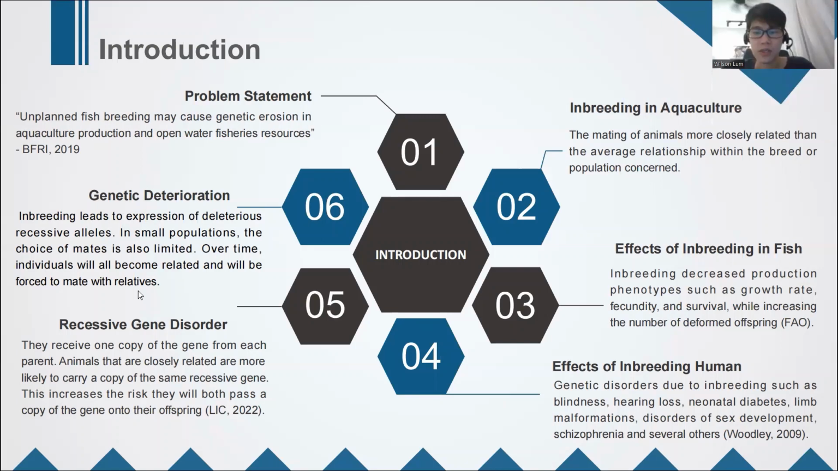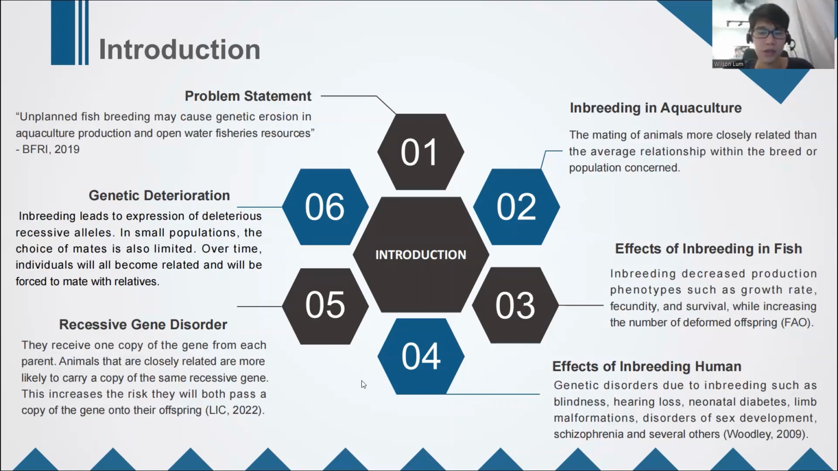The third one is the effect of inbreeding in fish, because inbreeding is going to decrease the production phenotypes such as growth rate, fecundity, and survival rate. Meanwhile, it is going to increase the number of deformed offspring as well. This is from FAO.